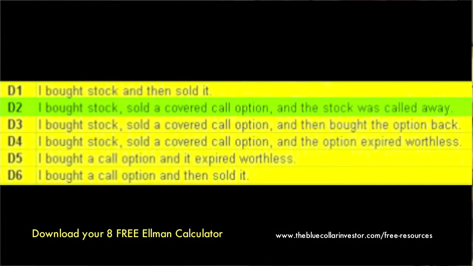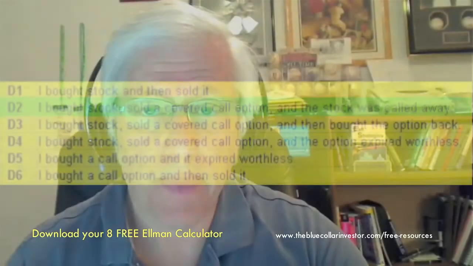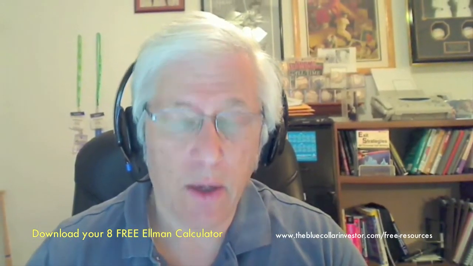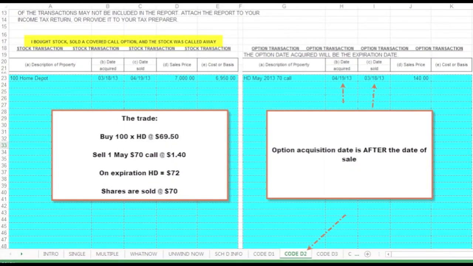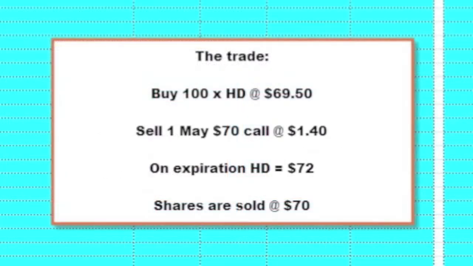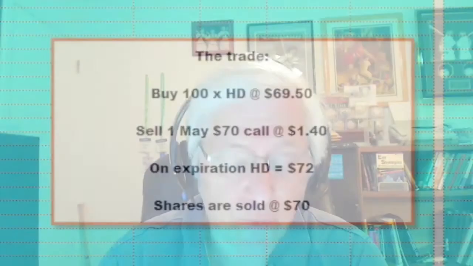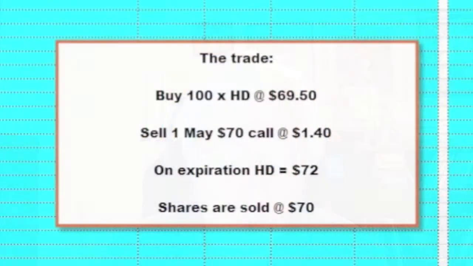Now let's compute D2, I bought a stock, sold a covered call option, and the stock was called away. Let's set up a hypothetical trade using Home Depot as an example. Home Depot happened to be a stock on our premium watch list at the time that I produced this video. In this hypothetical trade, we buy 100 shares of Home Depot at $69.50. We sell the May $70 call option, an out of the money call option, for $1.40, or about a 2% 1-month return. And on expiration Friday, Home Depot was trading at $72.